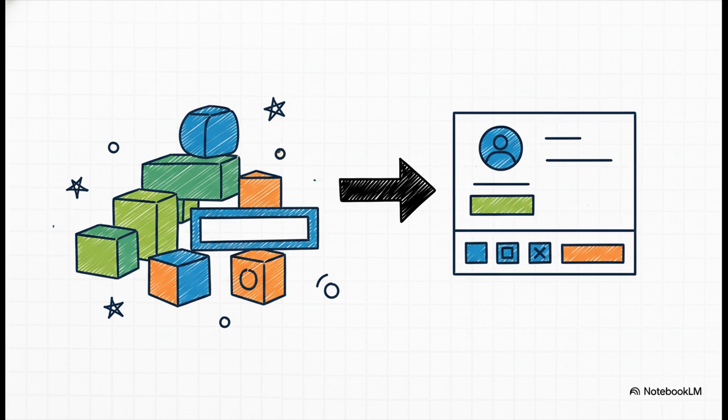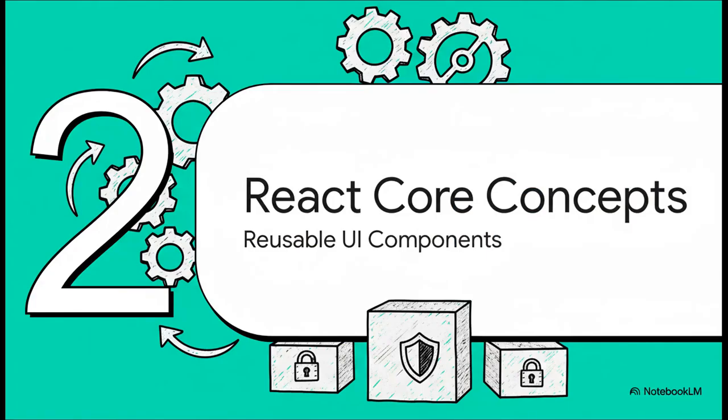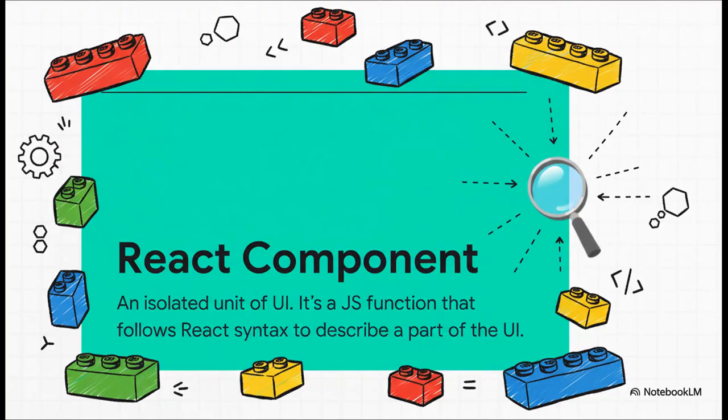So how does it actually pull off this magic? It really all comes down to three brilliant core concepts. And once you understand these, you'll see both where React gets its power and where those tricky security risks can start to creep in. First up, we have components.